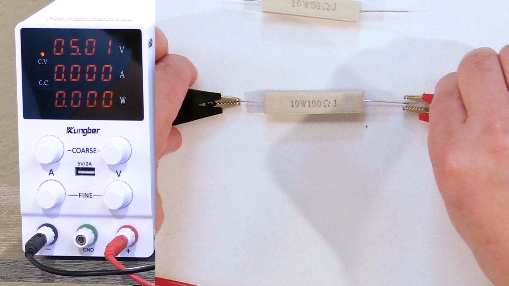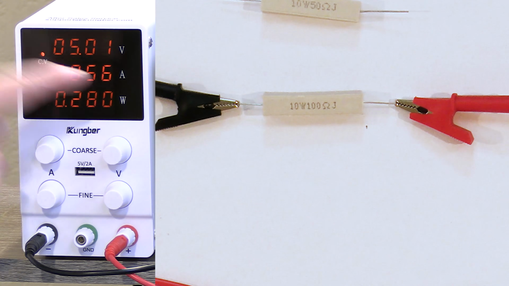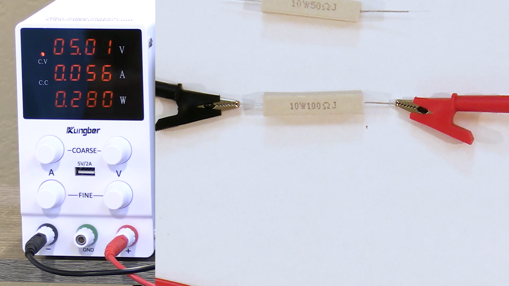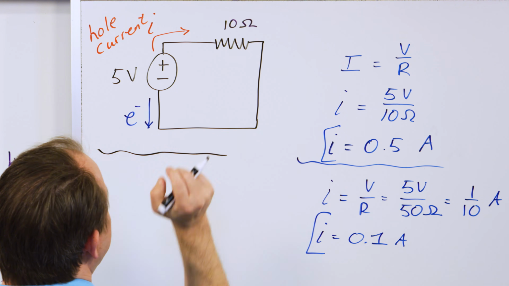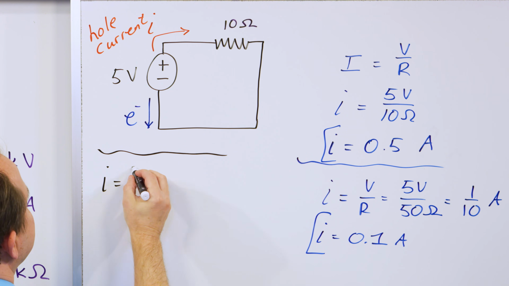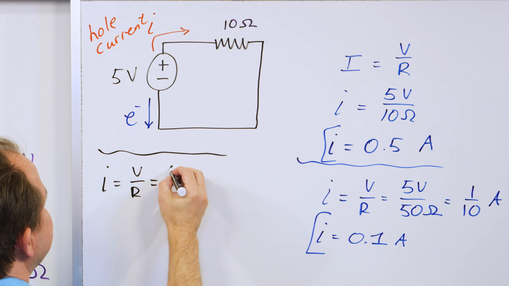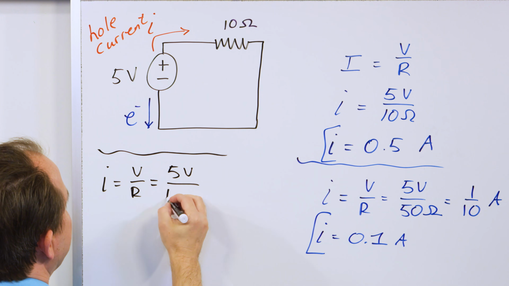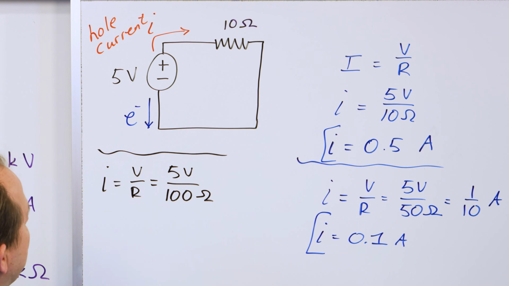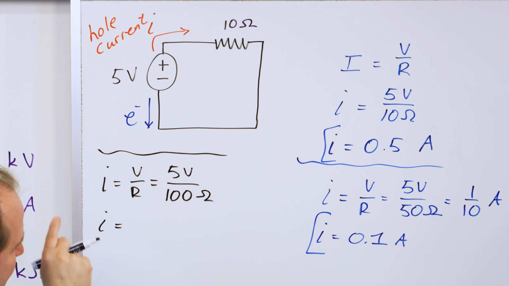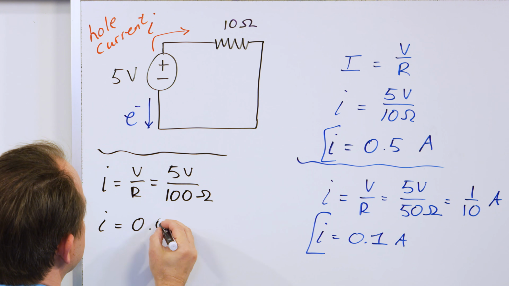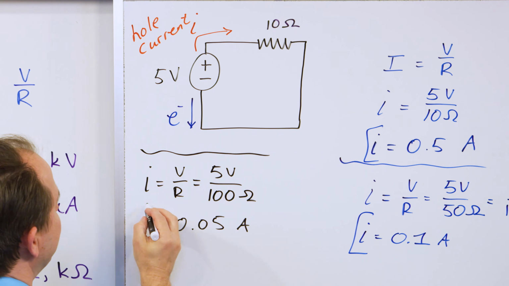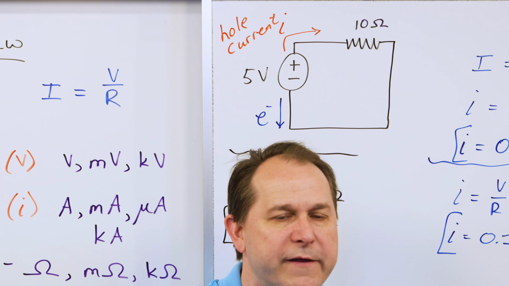So going from 0.1 amps to 0.05 amps. And to see that mathematically, I change this again to now 100. I is V over R. The voltage is still 5 volts. The resistance, I changed it to 100 ohms, right? And so 5 divided by 100, you just move the decimal 2 positions, 0.05, and the unit is amps, 0.05 amps, and that's exactly what I get on the display.